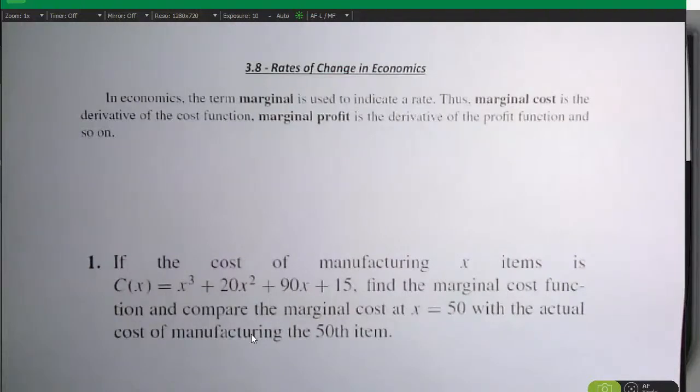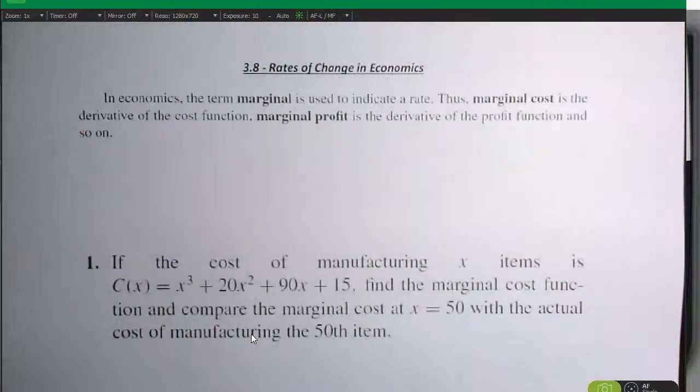So anyway, the big idea is marginal. In economics, the term marginal is used to indicate a rate. Thus, marginal cost is the derivative of the cost function, and marginal profit is the derivative of the profit function. What that means for us is it's telling us the rate at which cost is increasing or decreasing, or the rate profit is increasing or decreasing. You want a positive marginal profit. It means you're increasing as you sell items, and you would really like to have a negative marginal cost. That isn't always possible, but that is what you would want.